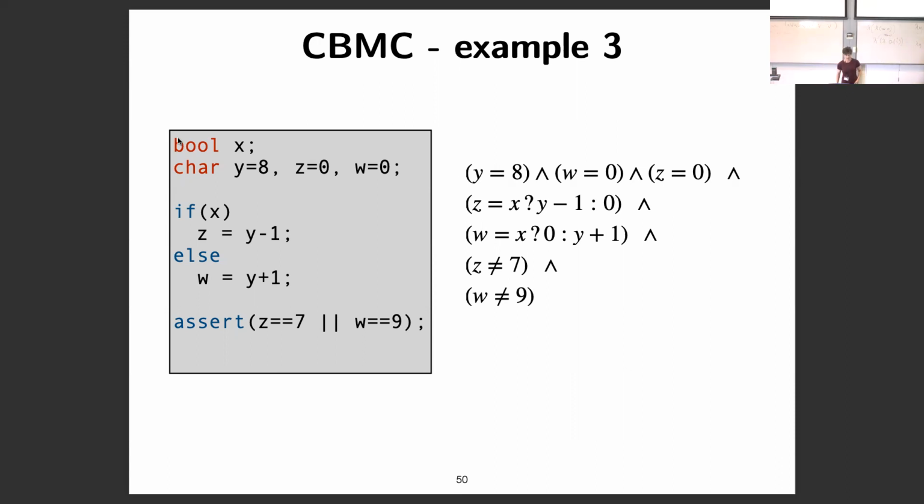Good mistake spotting. So what we would actually have to do for this is introduce a single static assignment. So we would have to introduce additional variables. Every time you assign to a variable, you have to introduce a new variable that represents it. So what we should actually have is Z1 and Z2 and W1 and W2, or we should skip the initial conditions.